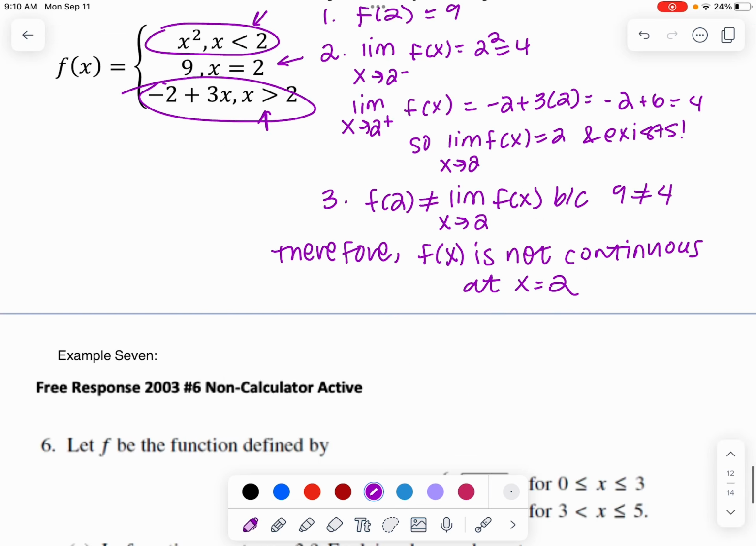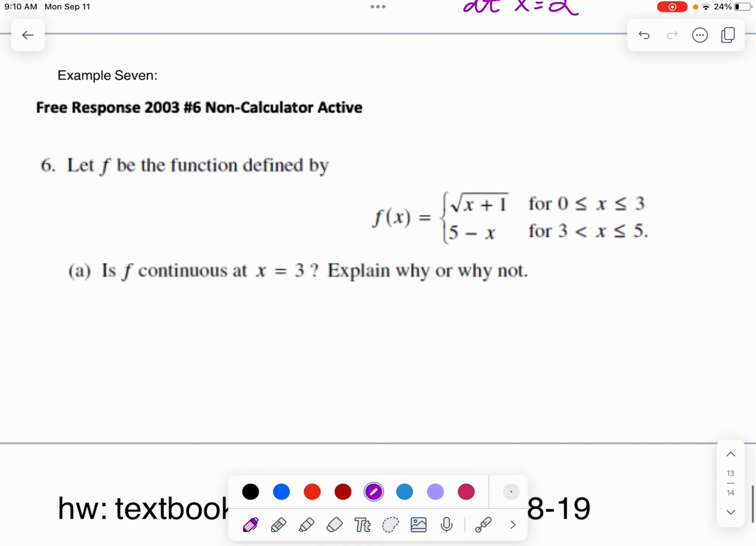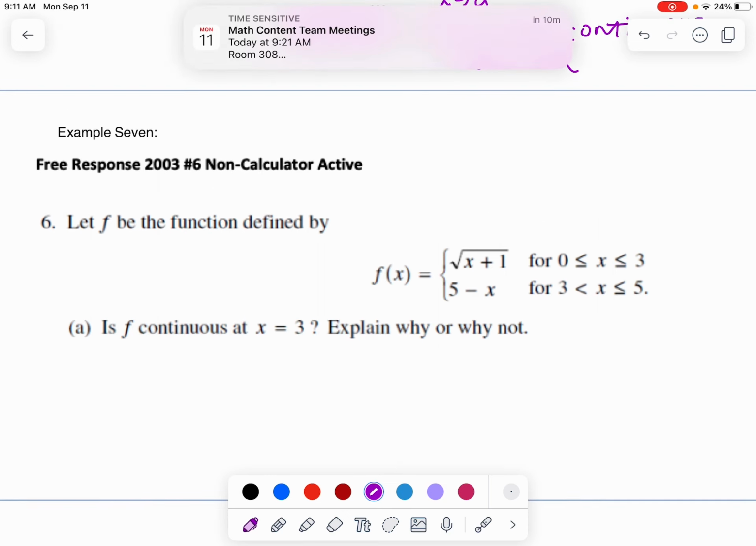Last one is another free response question, but this one's from 2003, so some of you, I don't think were born. But that's okay, they still reuse these problems. So let f be the function defined by f of x equals the square root of x plus 1 for 0 is less than or equal to x, which is less than or equal to 3, and 5 minus x for 3 is less than x, which is less than or equal to 5. So is f continuous at 3? Explain why or why not.